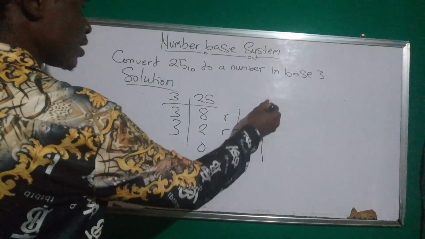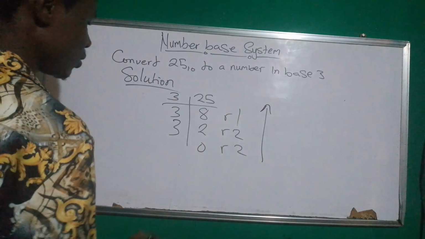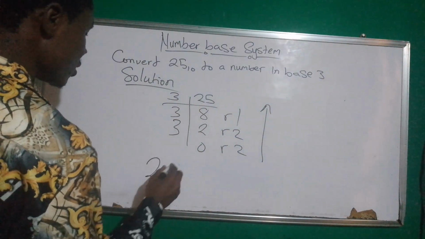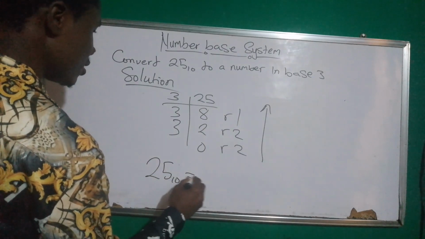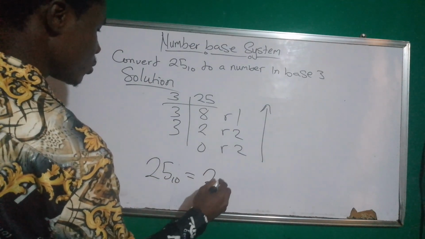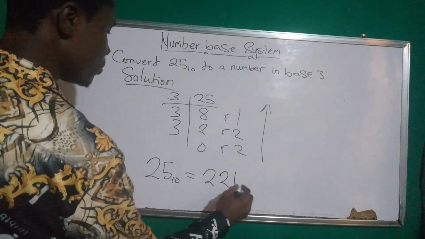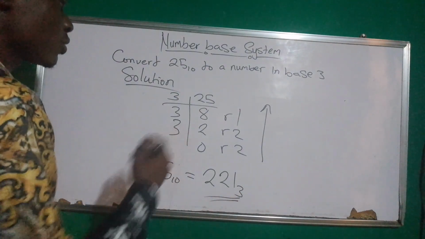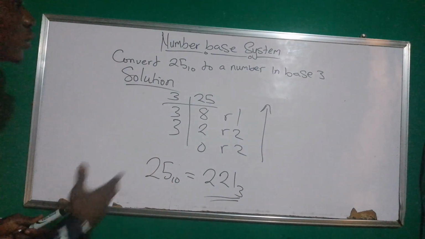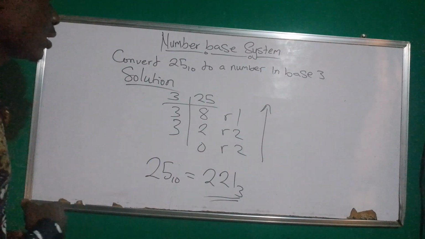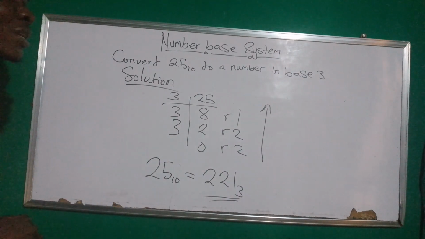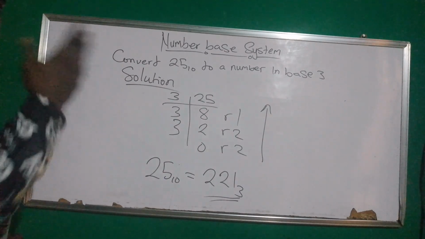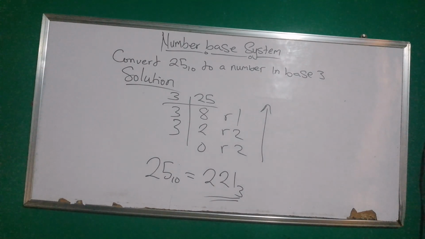Now we write these values in ascending order, and that gives us the answer to this conversion. So the answer is 25 base 10 is equal to 221 base 3. Okay, that's the answer to this question. Alright, so we'll take another question to further elucidate on this concept, and that brings us to the end of conversion from base 10 to any other base.